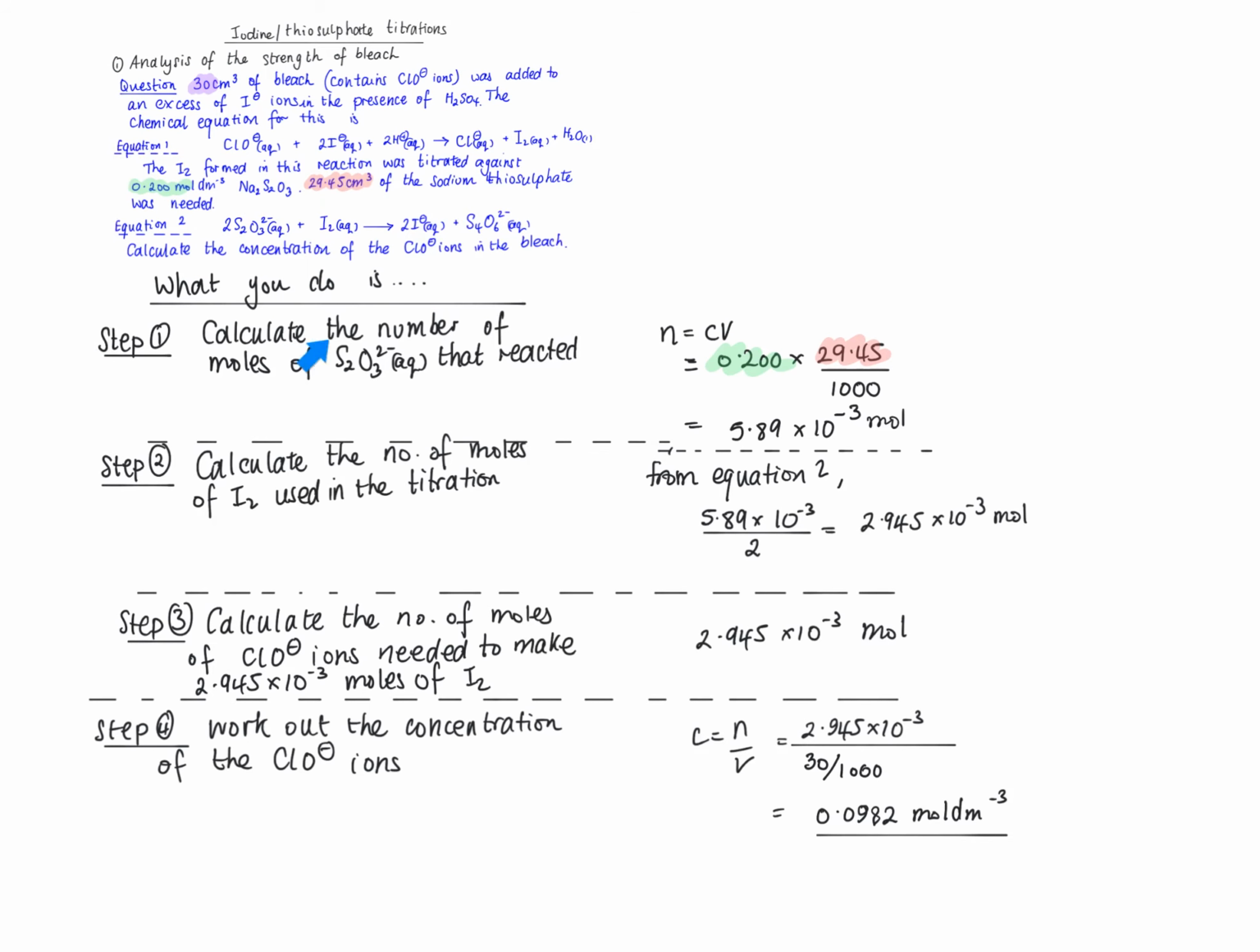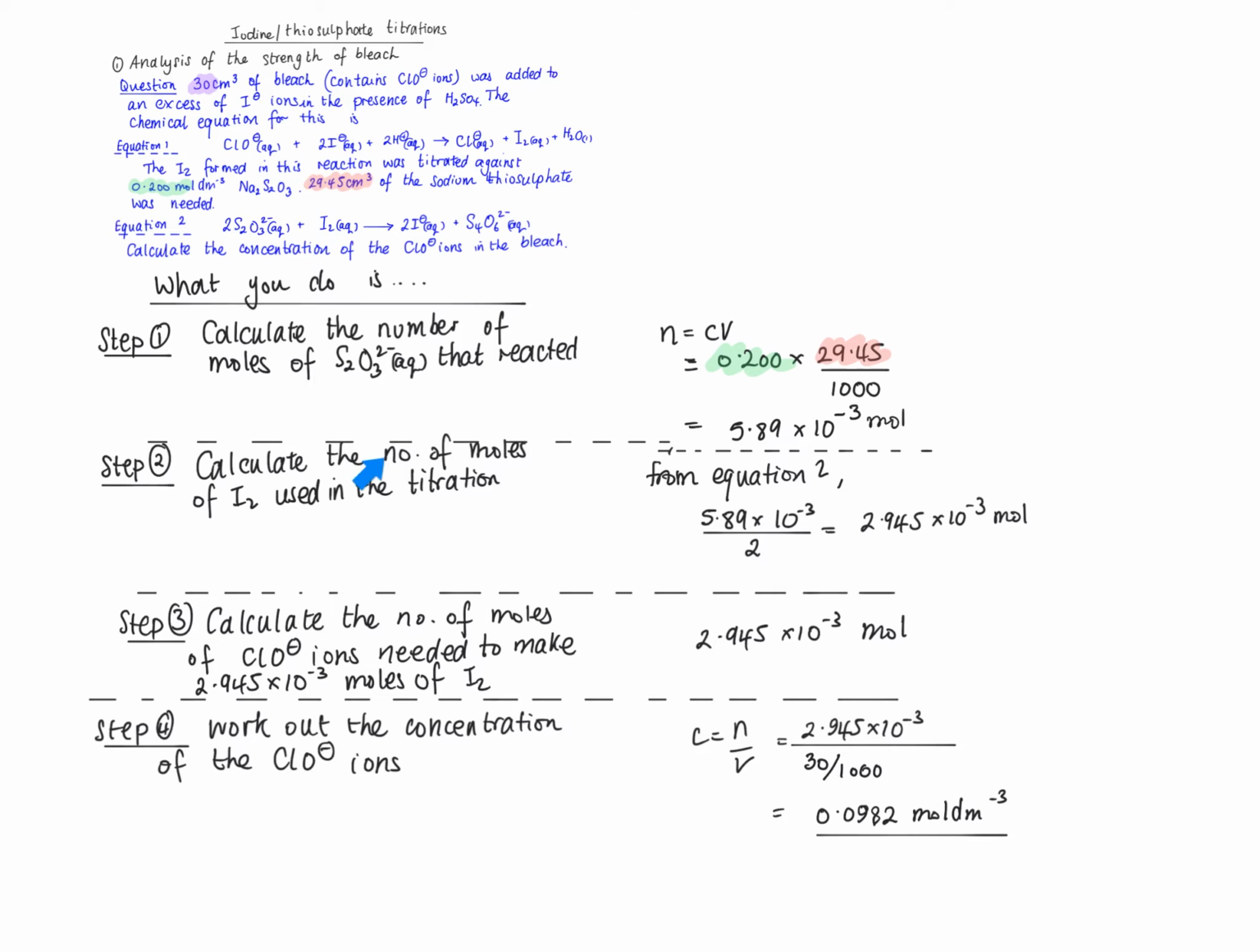Step 1. Calculate the number of moles of S2O3 2- thiosulfate that reacted. So we're going to use n = CV to work out the number of moles. So the concentration of the thiosulfate from the question is 0.2, and the volume is 29.45. Remember to divide by 1,000 because V is in decimeters cubed, and that tells us the number of moles of thiosulfate that reacted is 5.89 times 10 to the minus 3 moles.